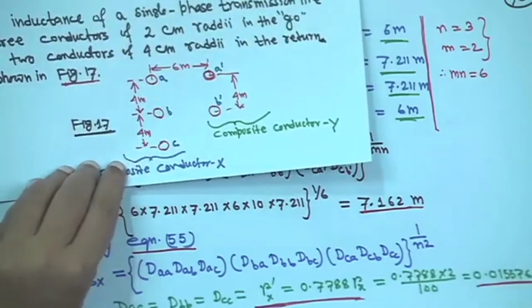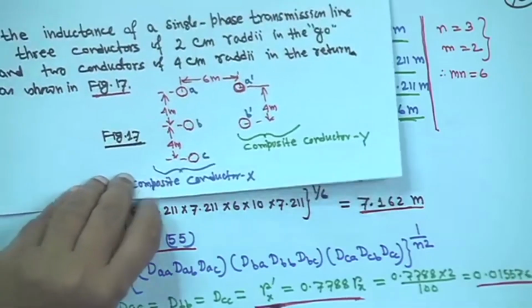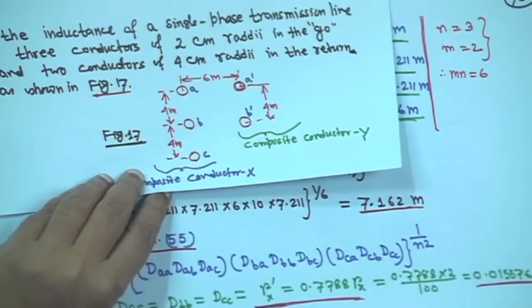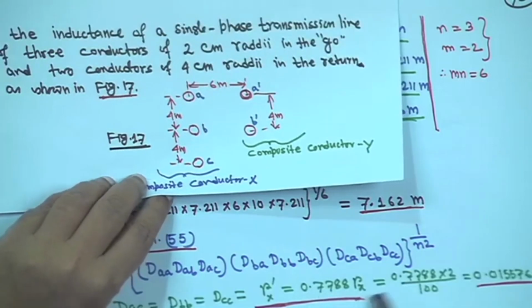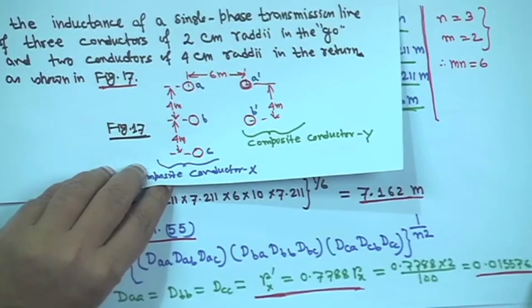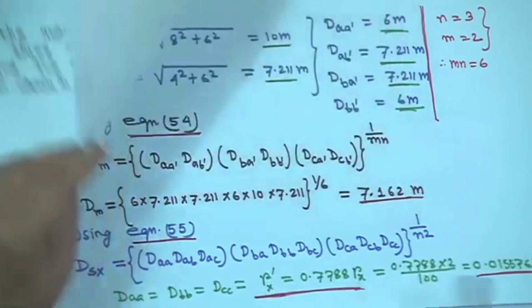Here dAa is equal to dBb is equal to dCc, which I am taking as r dash x, assuming the group X conductor radius is Rx. So r dash x is equal to 0.778 Rx, where Rx is given as 2 centimeter. So it is basically 0.015576 meter, that is r dash x.